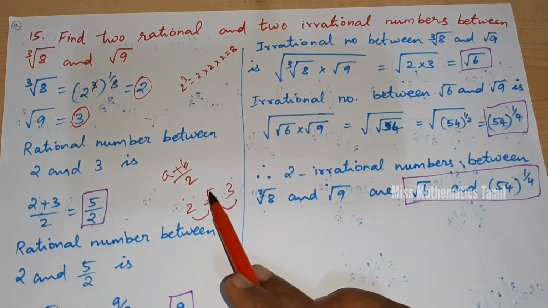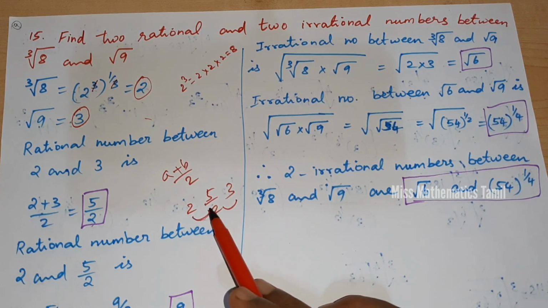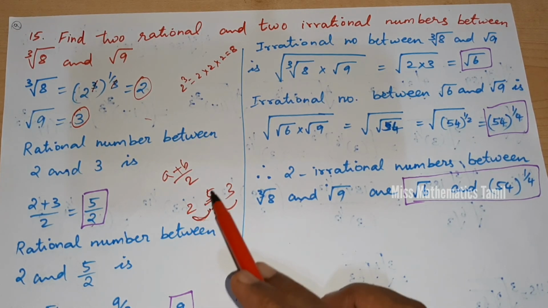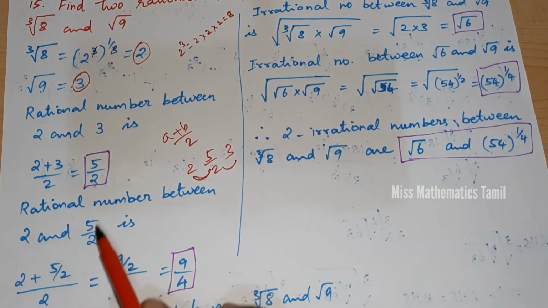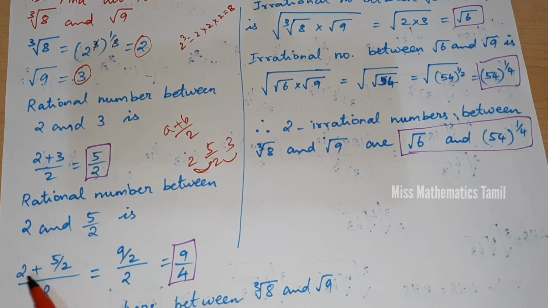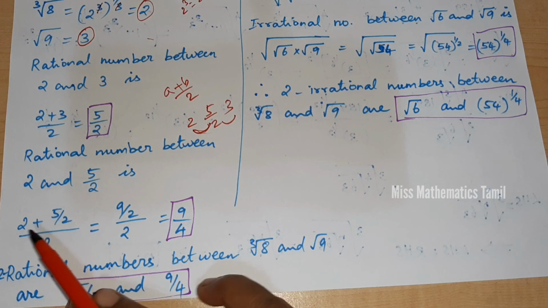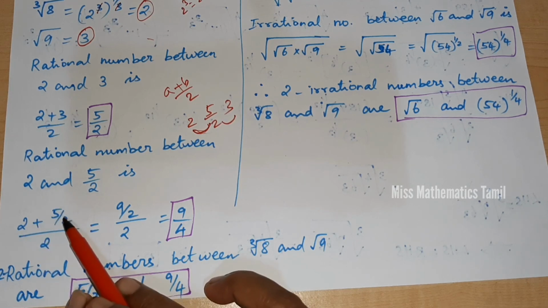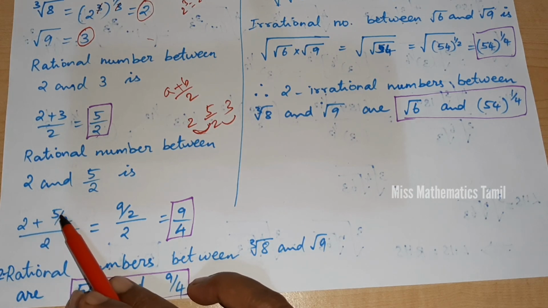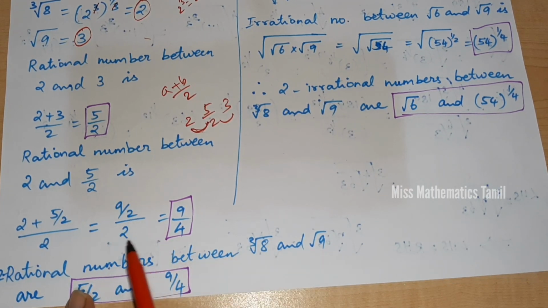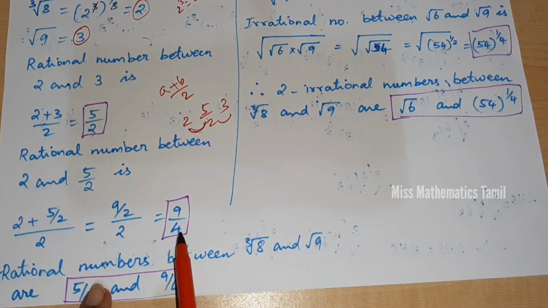So in between 2 and 3, 5 by 2 is the rational number. I am going to find one more number in between 2 and 5 by 2. So the rational number between 2 and 5 by 2 is (A plus B) divided by 2. In the numerator, one whole number plus one fraction, so I am cross multiplying. 2 into 2, 4. 4 plus 5, 9. 9 by 2, and in the denominator 2. So 9 by 4 will be the final answer.